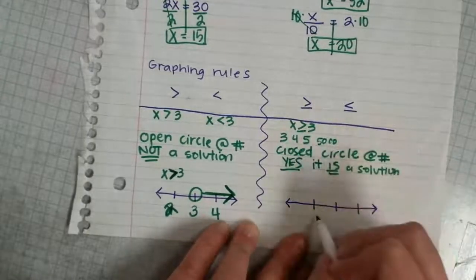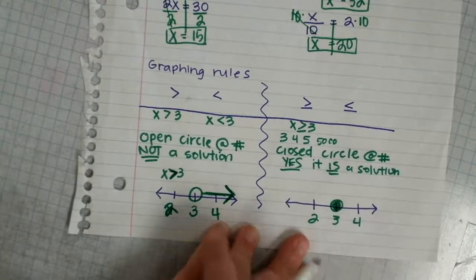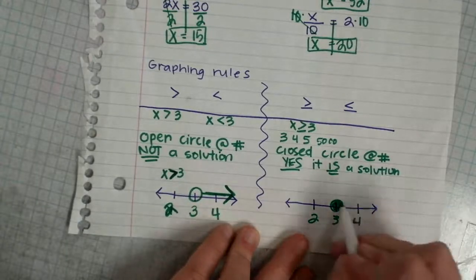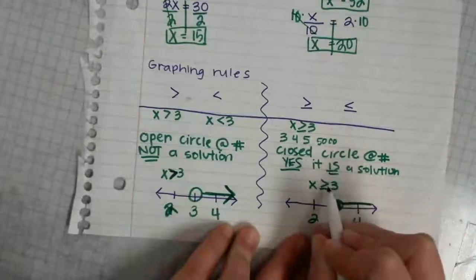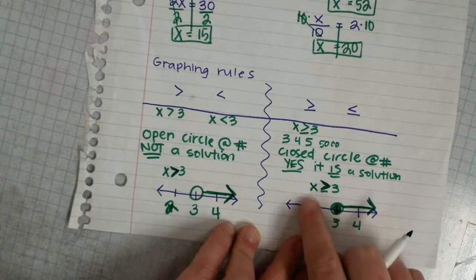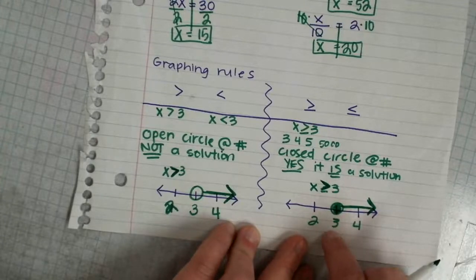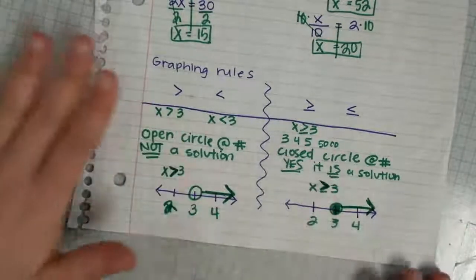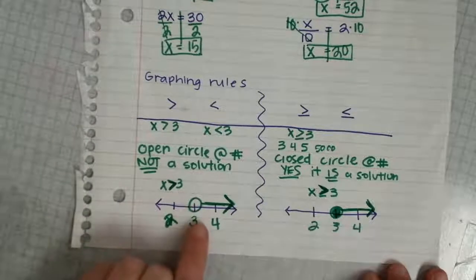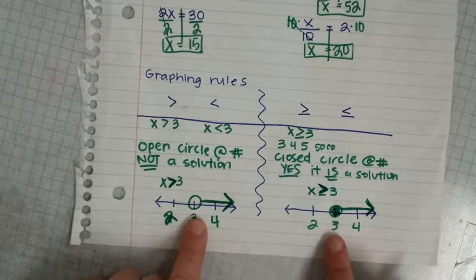So if x is greater than or equal to 3, so 2, 3, 4, we want to say that 3 is a possible answer. With this open circle, we're saying 3 is not a possible answer, but with this closed circle, we're saying 3 is. And then if x is greater than or equal to 3, this little arrowhead should match this little arrowhead. So basically all solutions to this are to the right of 3, and it includes 3 too. So just a reminder about your graphing rules. This is really critical to understanding how to properly graph, whether the number in the inequality is not equal or it is equal. I'm using that open and closed circle.